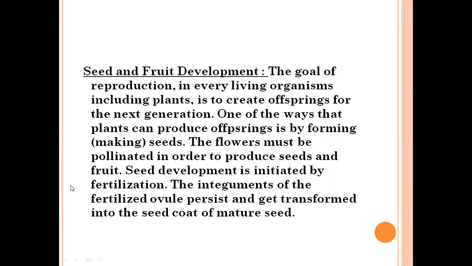The flowers must be pollinated in order to produce seeds. So when the seed production takes place, all these events we have just discussed take place after pollination. So the flowers must be pollinated in order to produce seeds and fruits. Okay, the final product of this pollination is production of seeds and fruits. Seeds form from the ovules and fruit from the ovary. Seed development is initiated by fertilization.